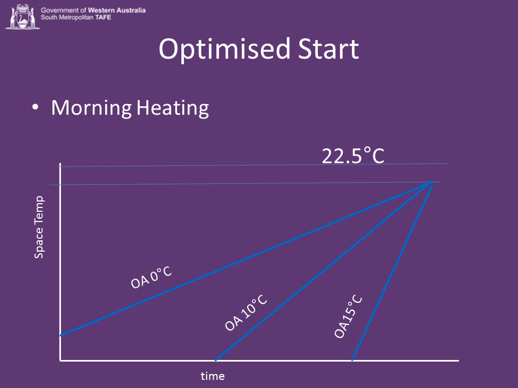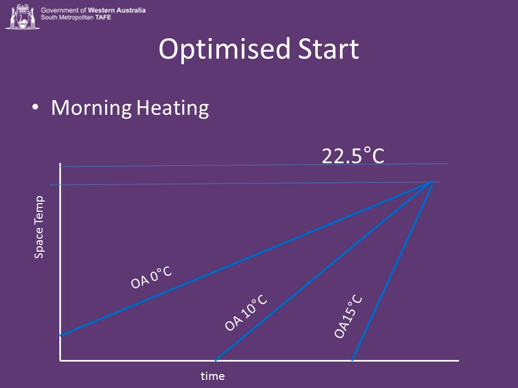We don't need to do that anymore. We've got control systems. We've got computers now. What we should do instead is what's called optimized start. What optimized start does is you enter a value which is the thermal capacity of the building. Basically, how fast does the building heat up or cool down? And then the optimized start looks at the outside air. And it says, okay, the building heats up at, say, 10 degrees an hour.